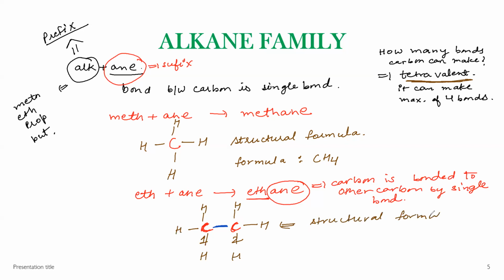And what would be the condensed formula? Condensed formula would be C2H6. So this is the formula of ethane. I hope this is clear. So let us make the third member. Third member would be prop plus ane. So the name would be propane.